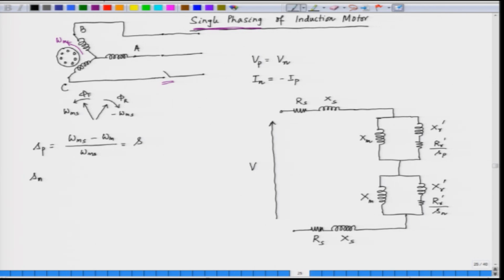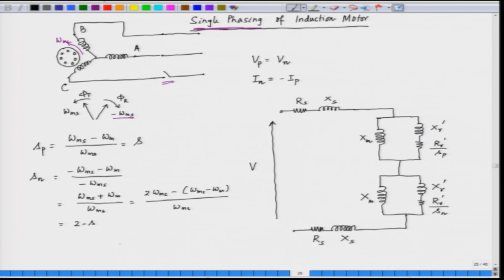What about the negative sequence slip? The negative sequence field is rotating in the opposite direction, which is minus omega ms. So, if we substitute, minus omega ms minus omega m by minus omega ms, what we get here is omega ms plus omega m by omega ms. With some readjustment, 2 omega ms minus omega ms minus omega m by omega ms, this simplifies to 2 minus S. So, the positive sequence slip is simply S, and we write Rr by S, and the negative sequence slip is 2 minus S, so this is Rr by 2 minus S.